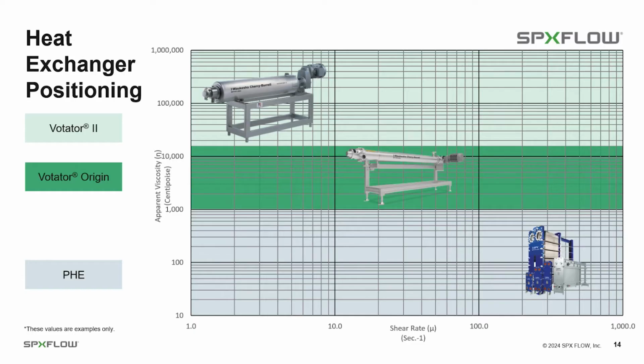And then lastly, the Votator II. The limitation between the Origin and the Votator II is that the Origin's rated up to 15,000 centipoise at that shear rate and viscosity of your processing system. So above that, we recommend the Votator II for those other applications.